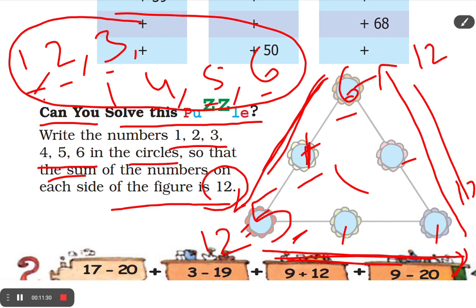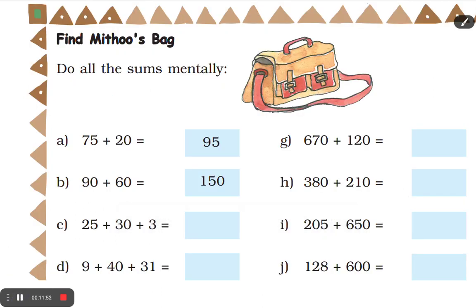Now you have to arrange the numbers in this triangle in such a way that if we add along each side, you should get 12. So please arrange the numbers and post them to me. Don't think that whatever I wrote here is the only correct one. Okay, you check it and do it, all of you. Is it clear for all of you, children? Yes. Now come to the next page.